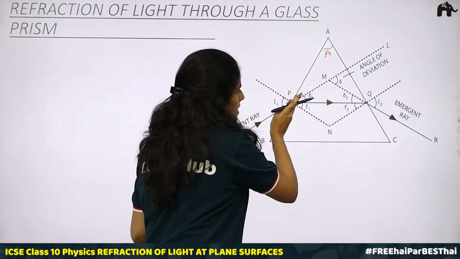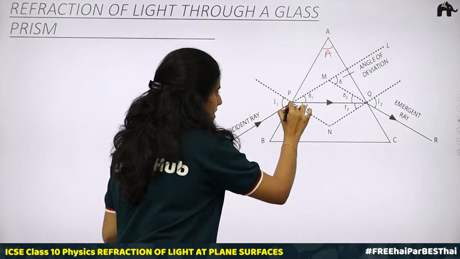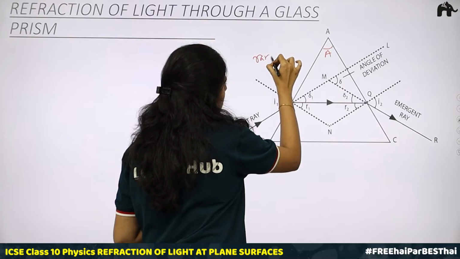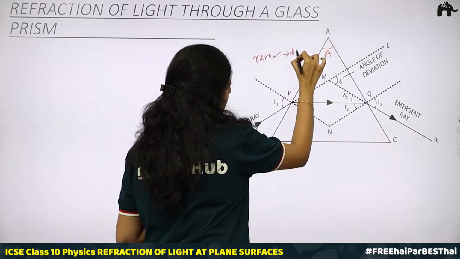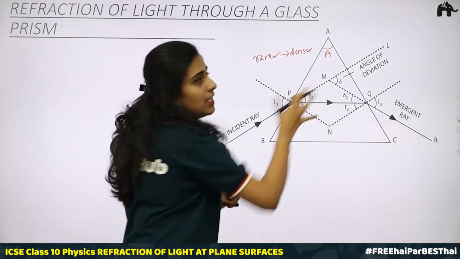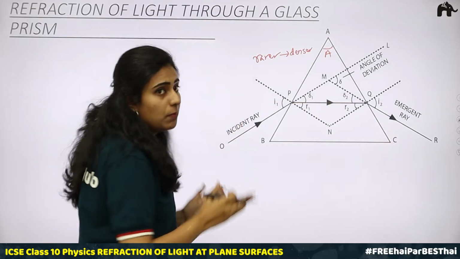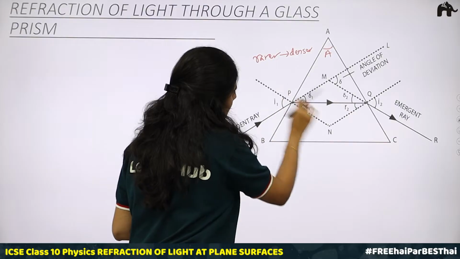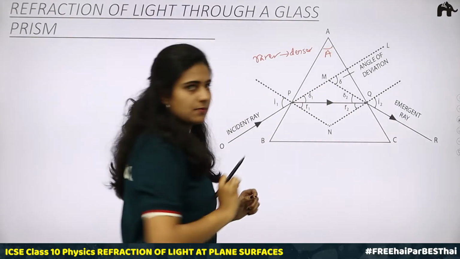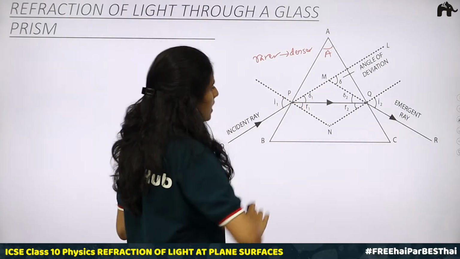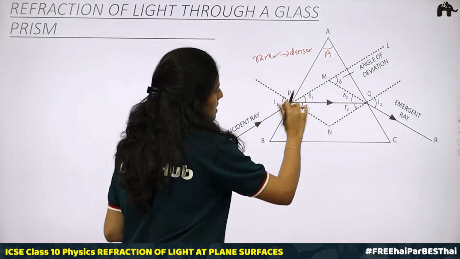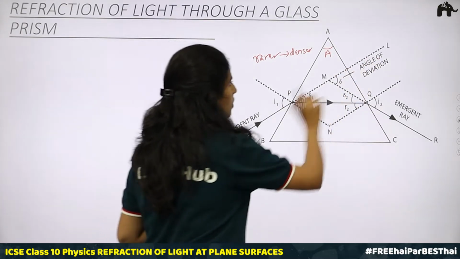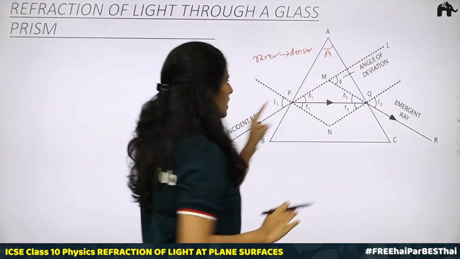When it is incident at this point, what happens? It is traveling from a rarer medium to a denser medium. When light travels from a rarer to a denser medium, what happens to the light? It bends towards the normal. So this is your normal. Normal is a line which is drawn perpendicular to the face. Here you have 90 degrees. This is the actual path of light, marked with dotted lines. This OL is the actual path of the incident light.